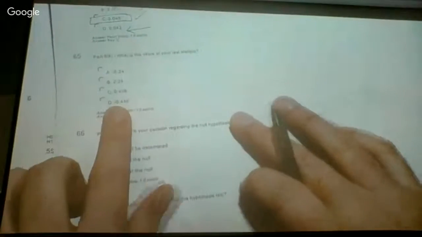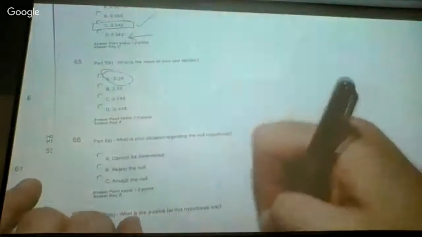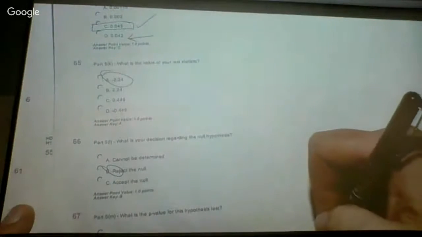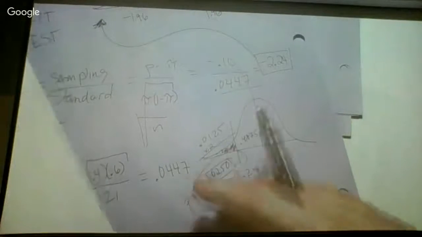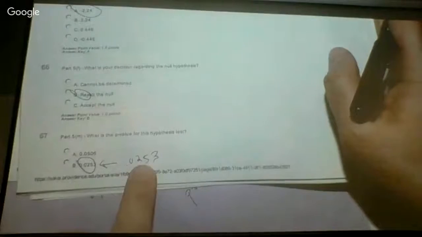Your test statistic, negative 2.24. We should reject the null, and we should reject the null. The p-value for the hypothesis test is something about 0.0253. The closest value we have. And we may have calculated 0.025 by hand. You do it electronically, you get something closer to that.